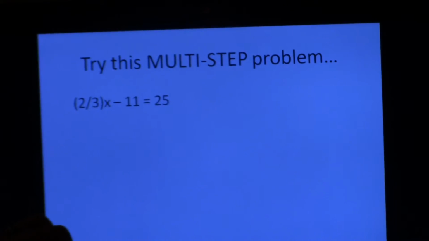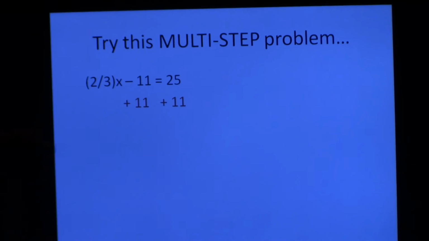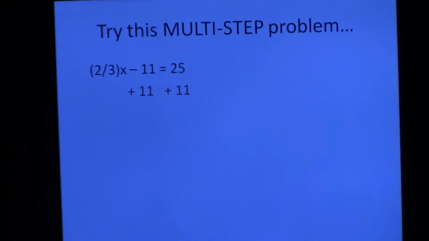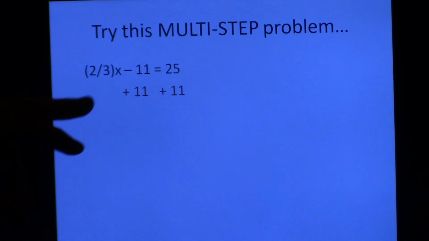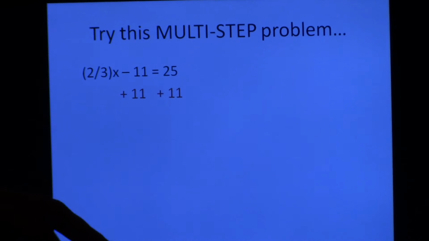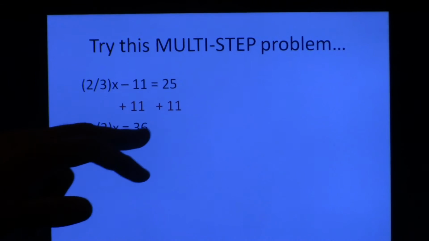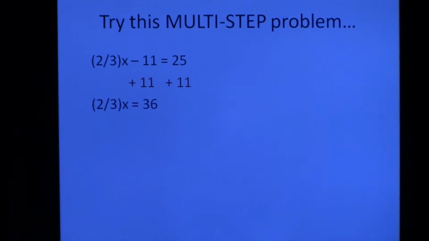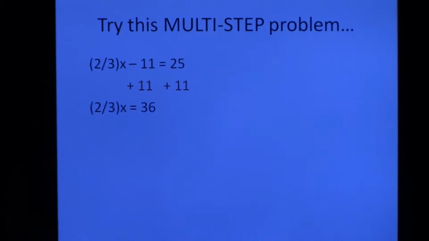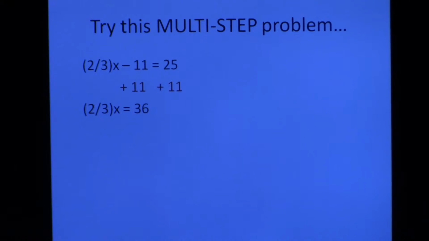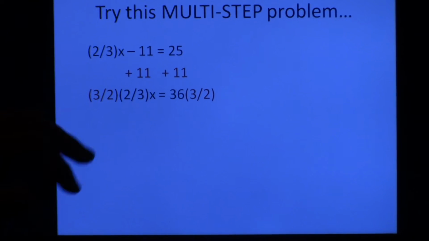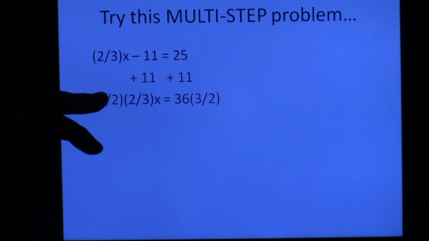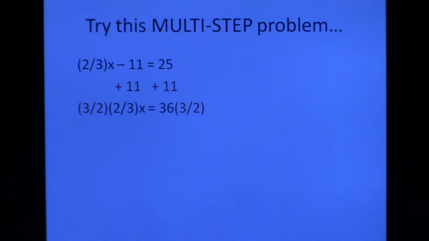Okay, what is the first step we're going to be doing? Yeah, we're going to add 11 to both sides of the equation. Remember, both sides of the equation every single time. So we add 11, and we keep our 2/3 x, so 2/3 x equals 36, which is what 25 plus 11 equals. Then here we do that same thing, multiply by the reciprocal. The reciprocal of 2/3 is 3/2. So we multiply 3/2 on the left side of the equation, and 3/2 on the right side of the equation.